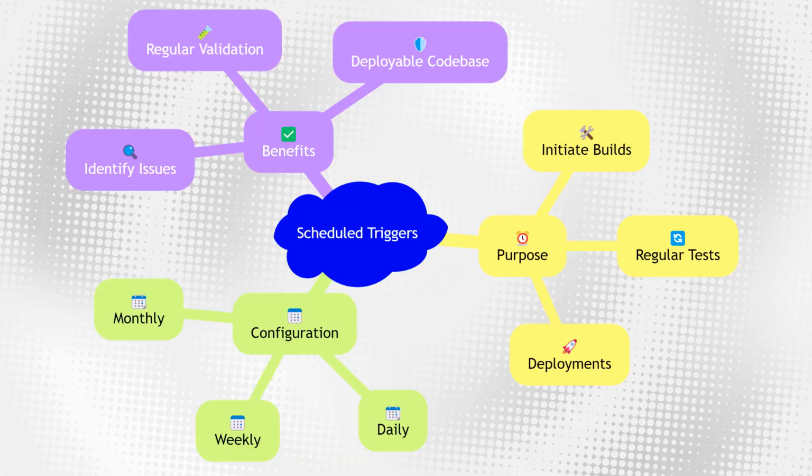Scheduled triggers are used to initiate builds at predefined times. This is particularly useful for running regular tests or deployments, such as nightly builds or weekly releases. Scheduled triggers can be configured to run at specific intervals, such as daily, weekly, or monthly. They ensure that the codebase is regularly tested and validated, even if there are no recent changes. This helps in identifying any issues that may have been missed during regular development activities and ensures that the codebase remains in a deployable state.